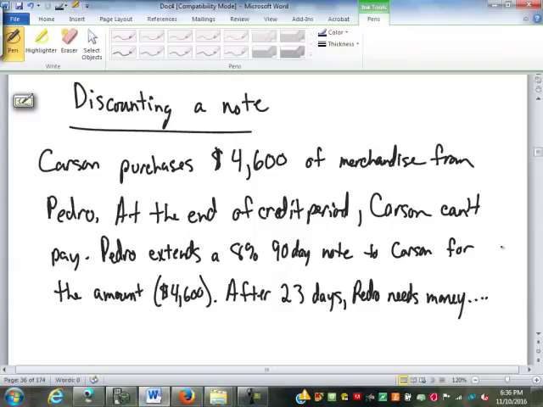Pedro's options, he can go to Carson and say, hey, you owe me this money. Can you pay me early? Then I'll adjust the interest appropriately. And Carson could say, yeah, sure, here you go. Or Carson could say, nah, I don't have it yet. I still got, 90 minus 23? I still got 67 days to go. I don't have to pay you for 67 days.